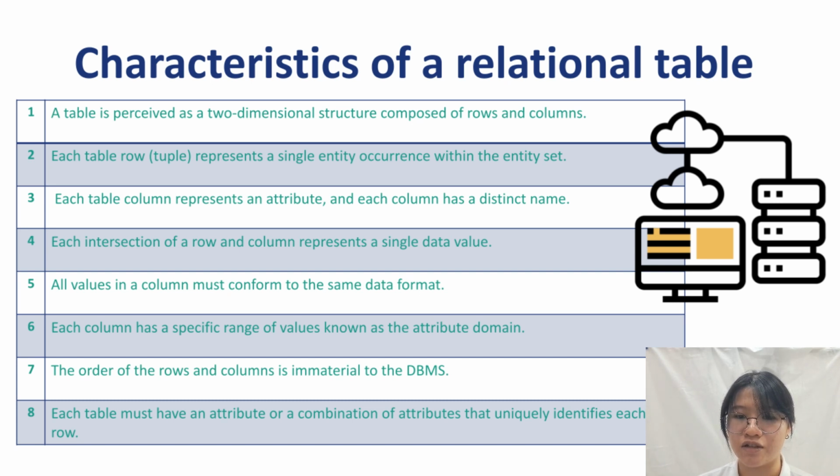All values in a column must conform to the same data format. Each column has a specific range of values known as the attribute domain. The order of the rows and columns is immaterial to the database management system. Each table must have an attribute or combination of attributes that uniquely identifies each row.